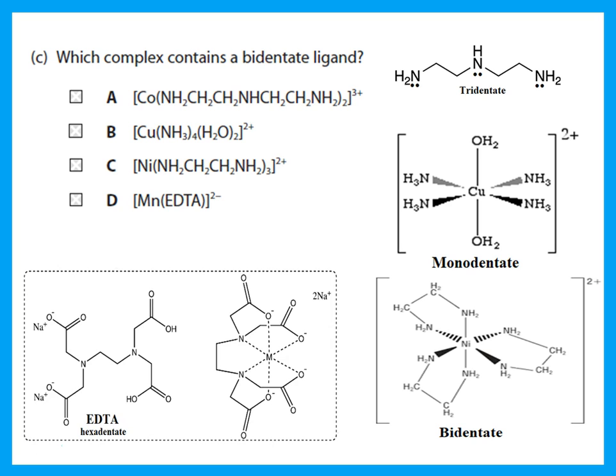The EDTA, this is the structure of EDTA. You should realize that EDTA can form 6 coordinate bonds to the central metal ion. It has 2 nitrogens and it has O negatives that can bond to the central ion. So we say this is a hexadentate ligand. So what is he asking about? Which one is bidentate? The one in C is the one that is a bidentate ligand.